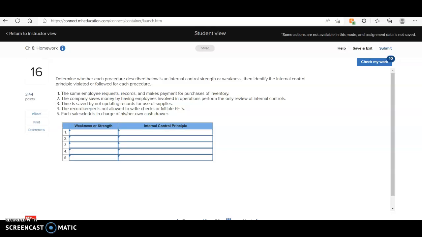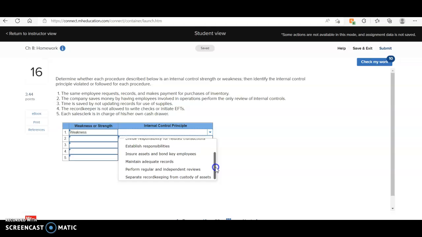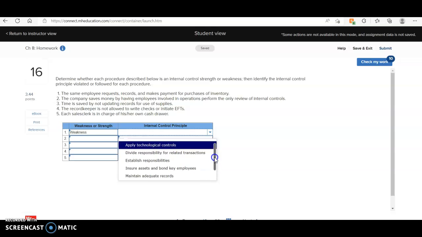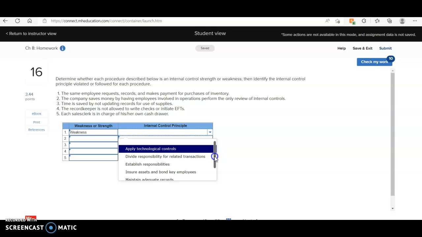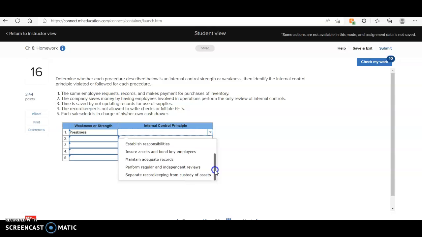So the first one, it says the same employee requests, records, and makes payments for purchases of inventory. Well, we want to have the separation of duties. So we're going to say that is a weakness, and it is making sure that we establish responsibility and have record. Well, let's read through these. The options are applying technological controls, dividing responsibility for related transactions, establishing responsibilities, ensuring assets, and bonding key employees, maintaining adequate records, or performing regular and independent reviews, and then separate record keeping from custody of assets.